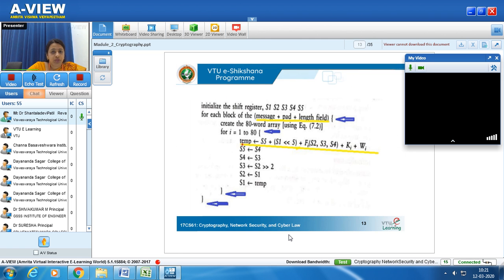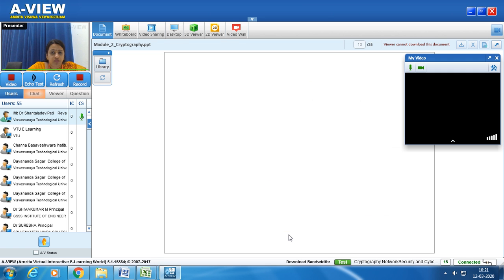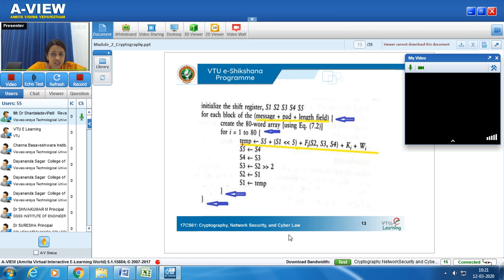Once done, what do we do? For all the rounds, we perform this operation. So first, as explained, I'm applying the function F over S2, S3 and S4, that is the contents of S2, S3 and S4. And then what am I doing? To this, I am adding the contents of the S1 register, which is shifted by 5 bits, and then I am also adding the contents of S5.